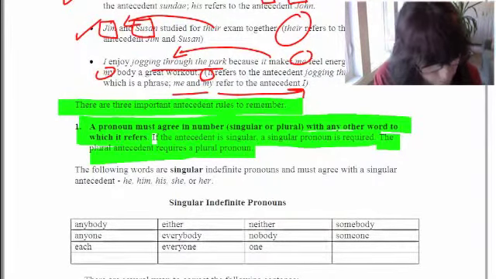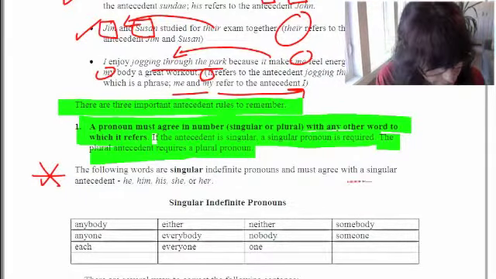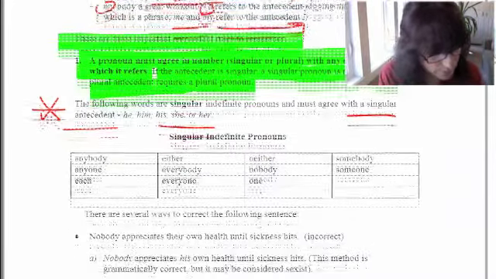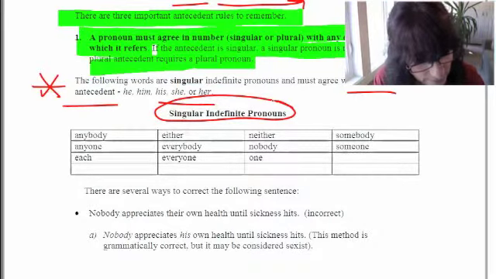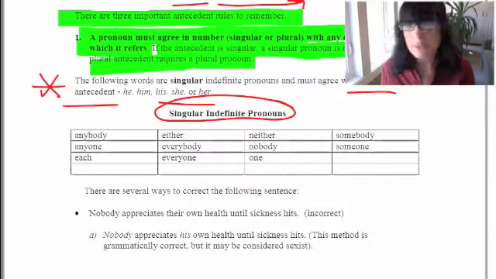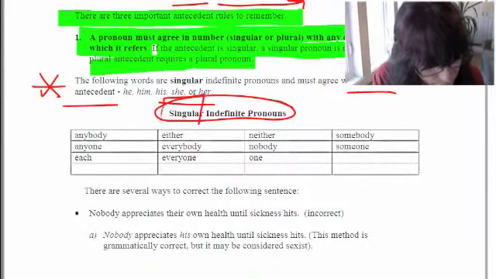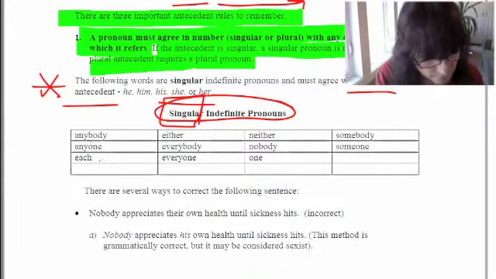So let's take a look at these types of pronouns. The following words are singular. They're always singular, and so they must agree with a singular antecedent: he, him, his, she, or her. But let's take it a step further and look at singular indefinite pronouns. An indefinite pronoun doesn't refer to either a male or a female. It could be both. So these are all singular though. All these words are called singular indefinite pronouns.